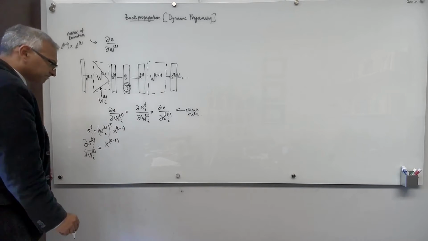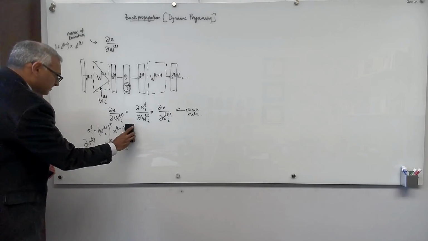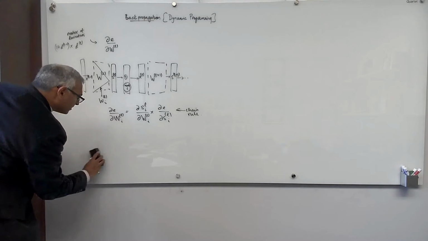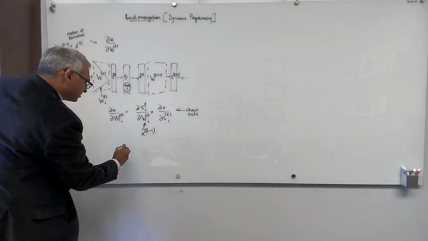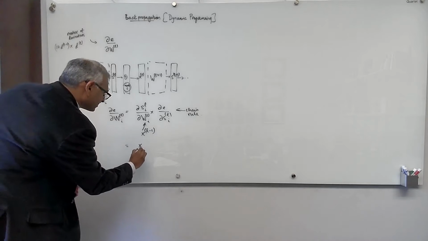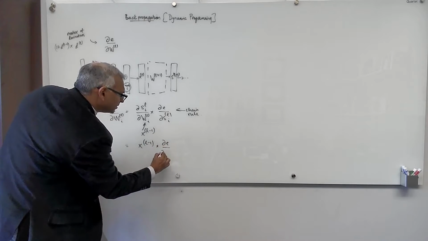So I'll erase this, and we've just computed that this guy is XL minus 1, so this is equal to XL minus 1 times dE by dSLI.